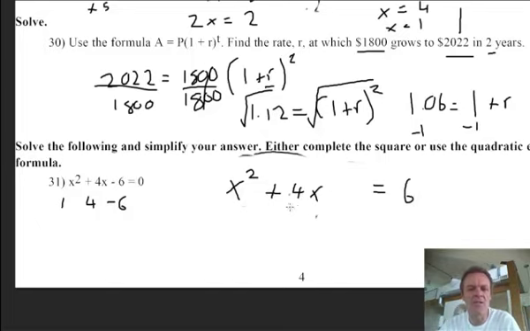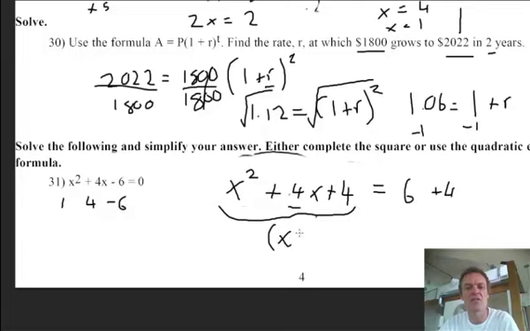How do I complete the square? Remember this? Half of that is 2, and when I square it, I get 4. I'm going to add a 4, which means I have to add a 4 to this side. So remember, half of that 4 squared. Half of 4 is 2, 2 squared is 4. What does this mean? This means x plus 2 squared. I feel like I factored it. That's what that is, and that now equals 10.